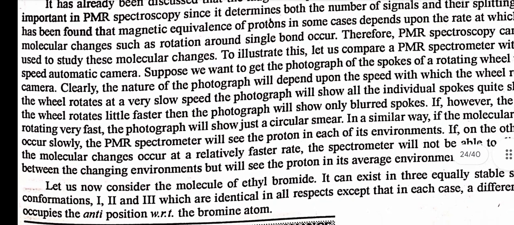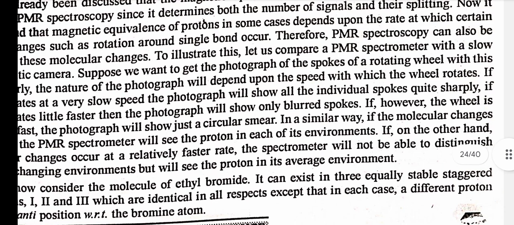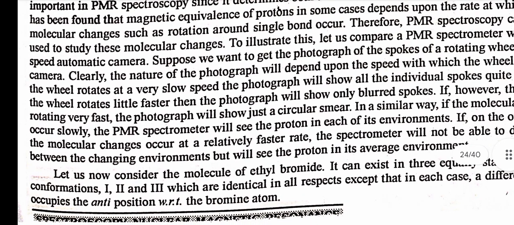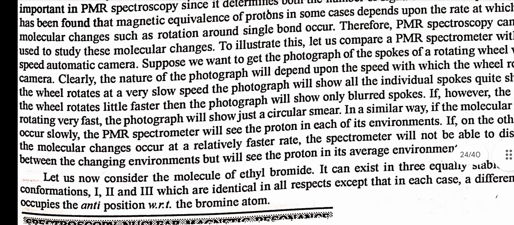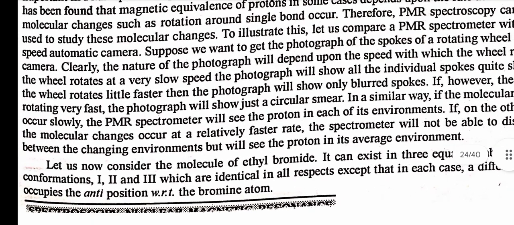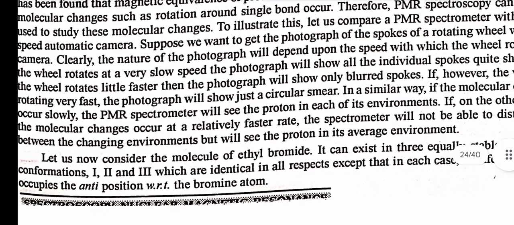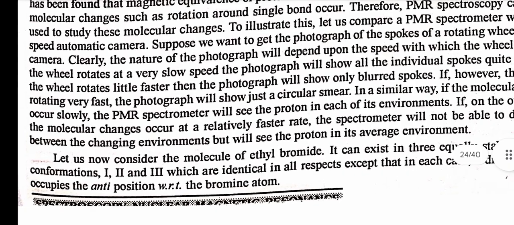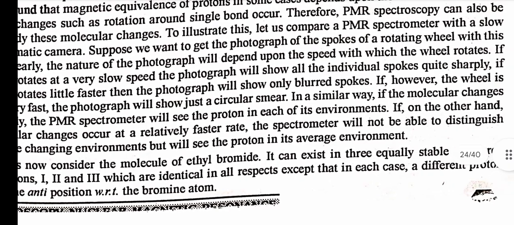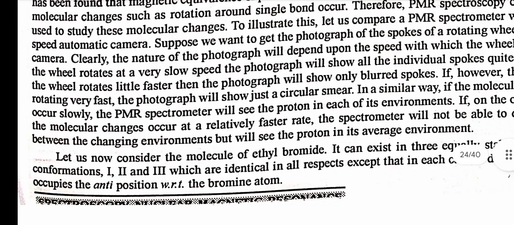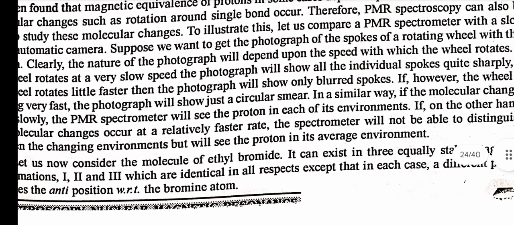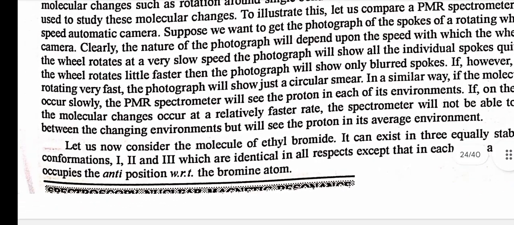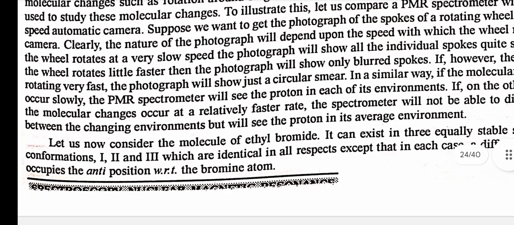To illustrate this, let us compare a PMR spectroscopy with a slow speed automatic camera. Suppose we want to get the photograph of the spokes of a rotating wheel with this camera. Clearly, the nature of the photograph will depend upon the speed with which the wheel rotates. If the wheel rotates at a very low speed, the photograph will show all the individual spokes quite sharply. If the wheel rotates a little faster, then the photograph will show only blurred spokes. If, however, the wheel is rotating very fast, the photograph will show just a circular smear.